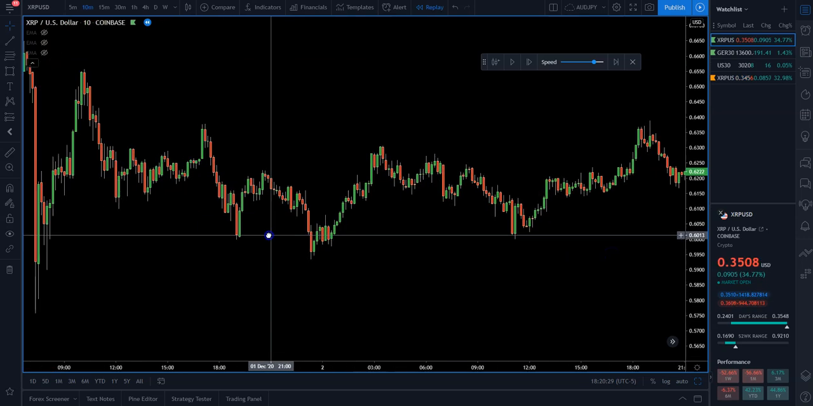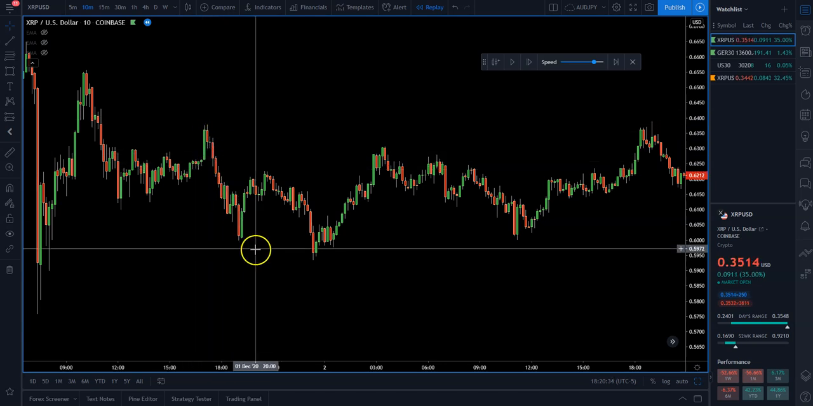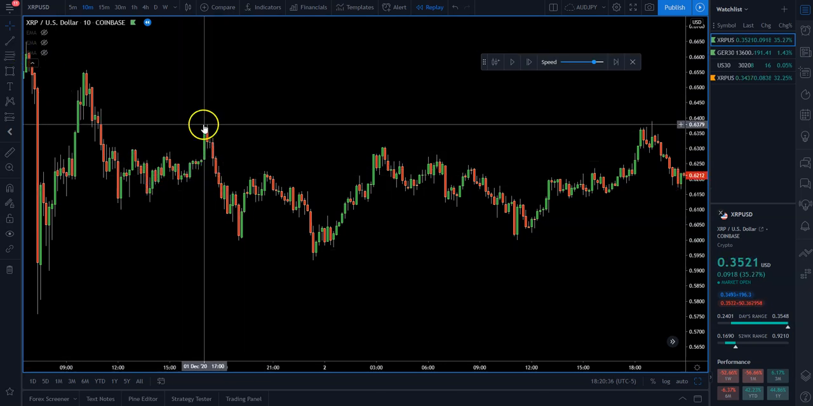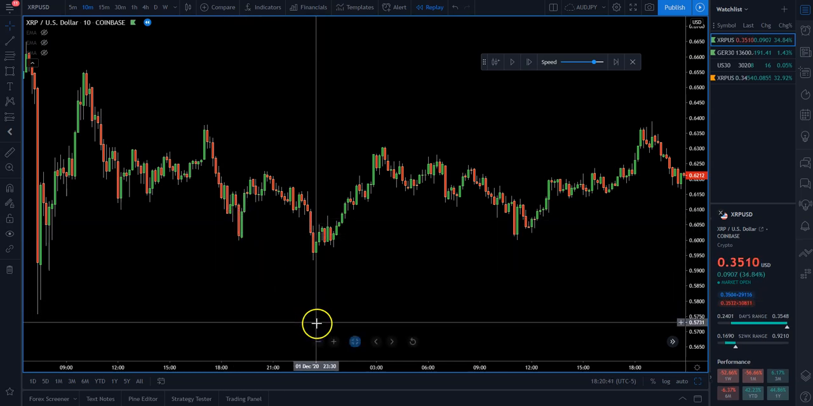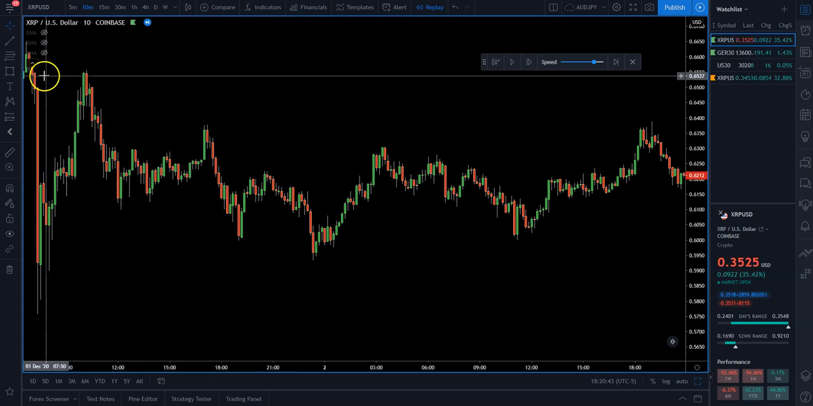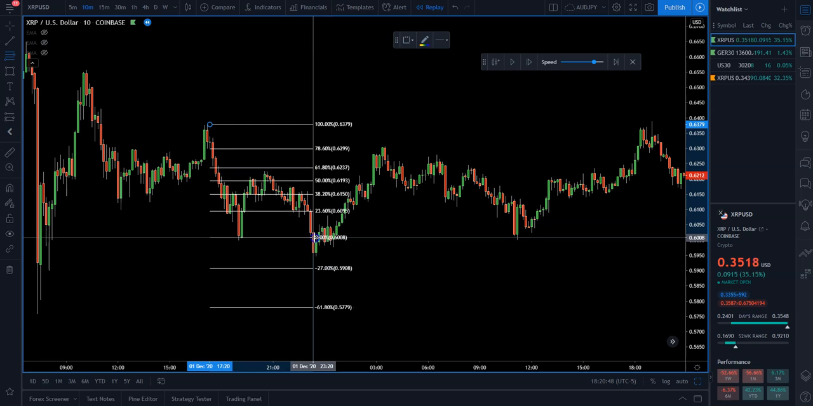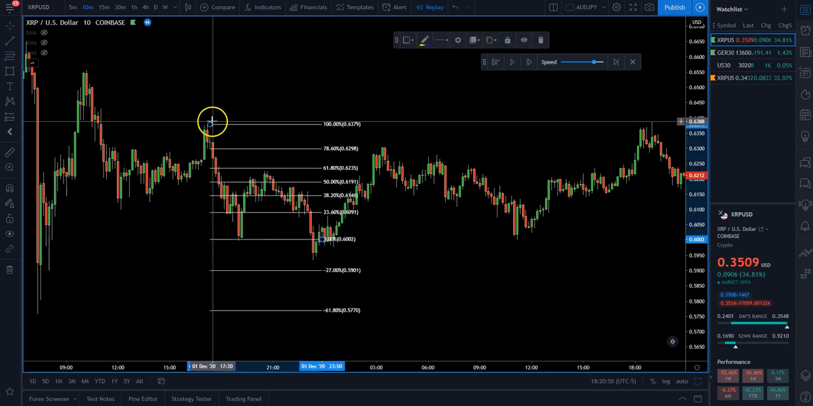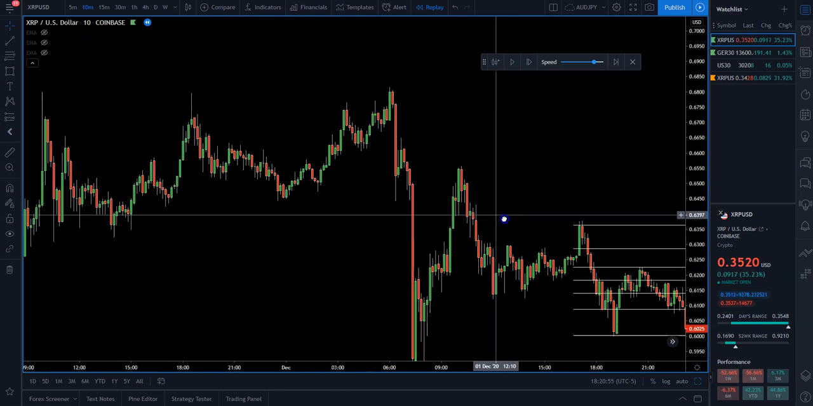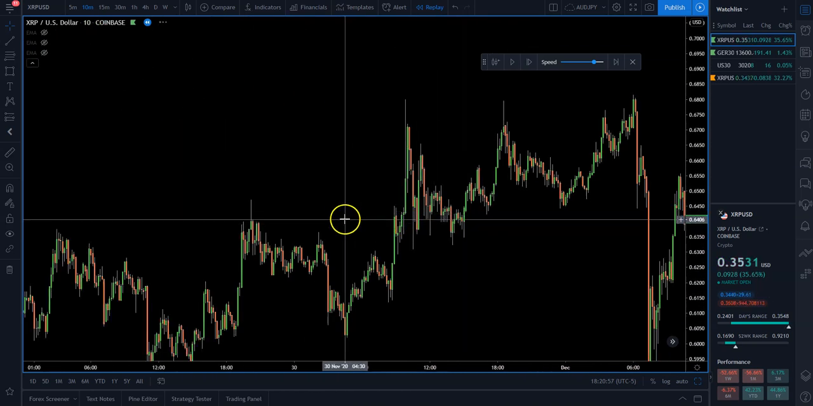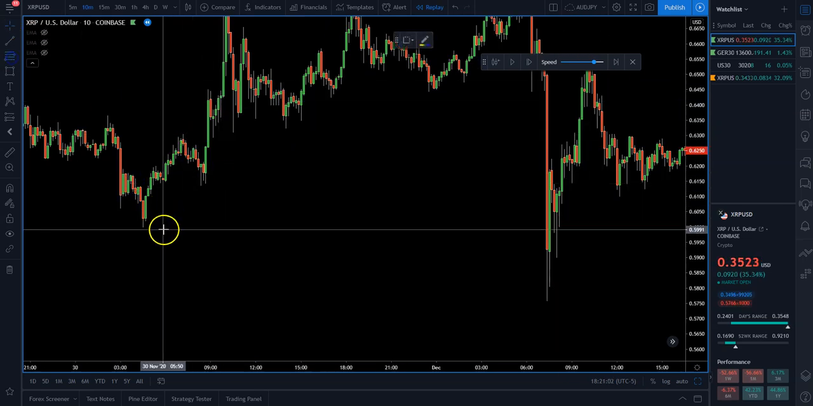Let's do another one. See this? A nice impulse. Like, if this shot down like this, some people would get in down here thinking that it's going to keep shooting down. But we're waiting for it to retrace. This was almost a 61. They're not always going to be perfect. So that's one thing. Another one right here.